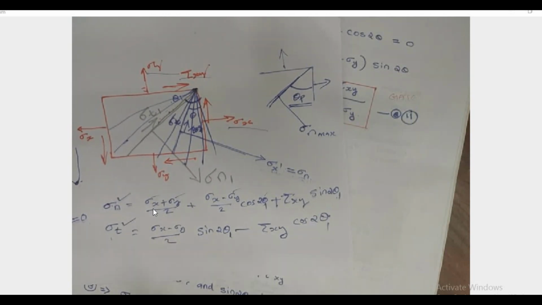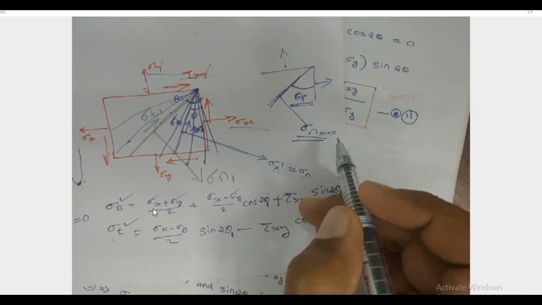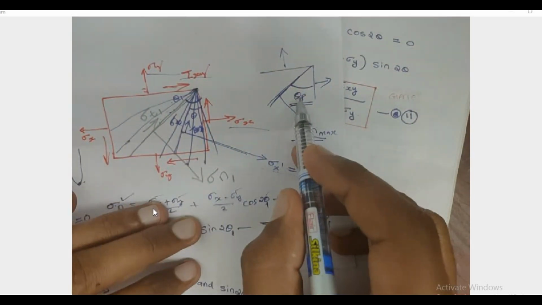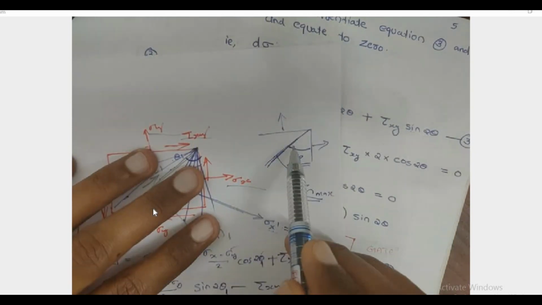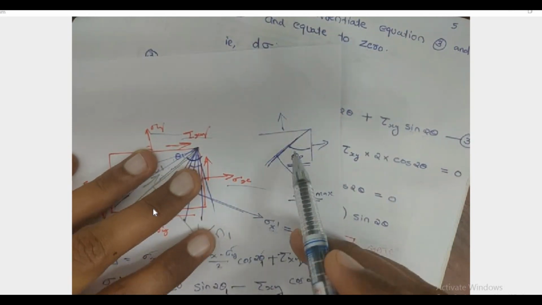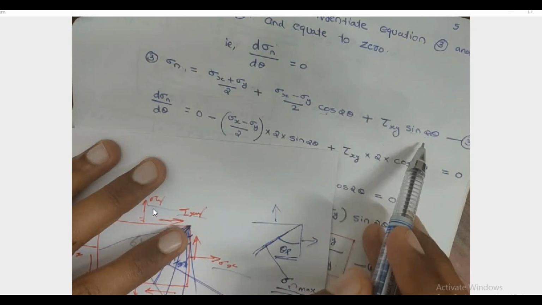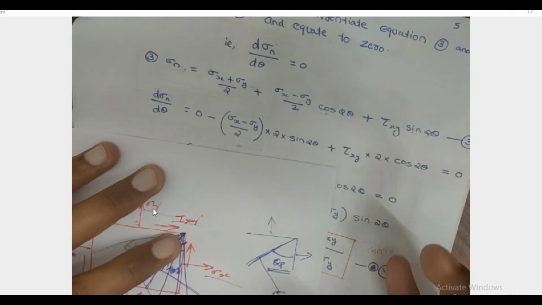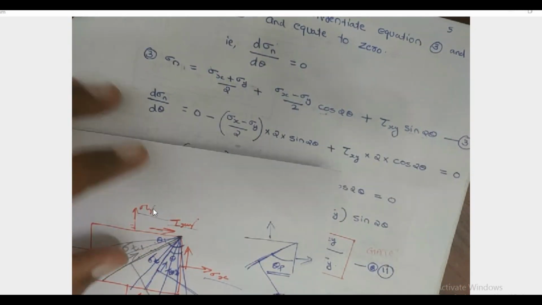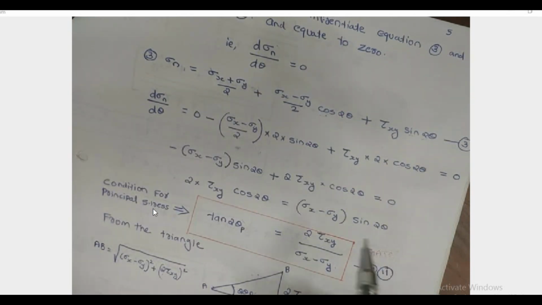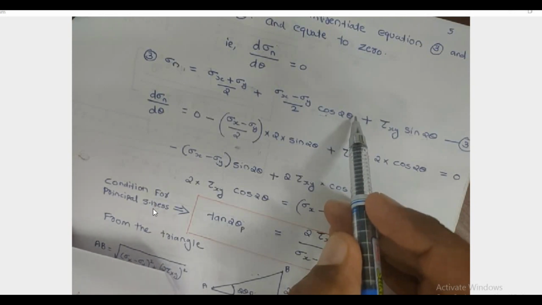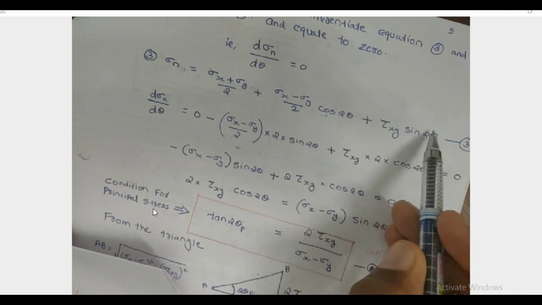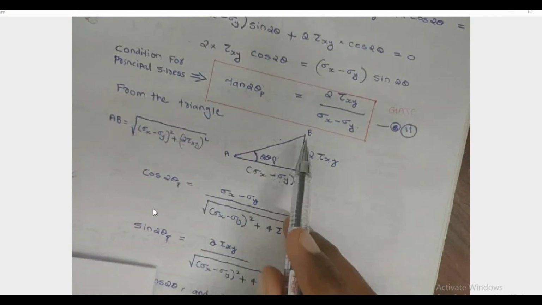And next we are going to calculate the sigma n maximum. For that, just substitute this theta p in this sigma n equation, because this sigma n equation is the general equation for all planes. So we can apply this theta p value on this sigma n equation. But here, to simplify the calculation, instead of substituting theta p in theta place, we substitute cos 2 theta and sin 2 theta. That is why I constructed this triangle.